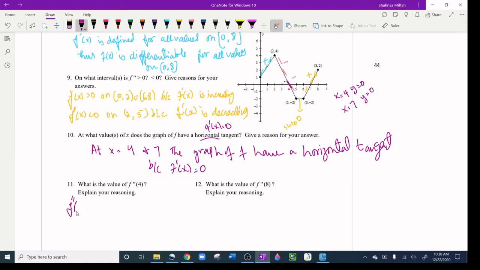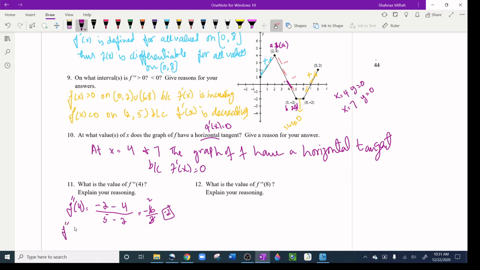So f double prime 4 is equal to f of b minus f of a over b minus a. I'm going to pick these ones, (2, 4) and (5, -2). I can say that's a and b, and this is f of a, and this is b, and this is f of b. So f of b is -2 minus f of a is 4, over b is 5 minus 2, so it's going to give me -6/3, which will make it -2. So my slope for f double prime 4 is -2.